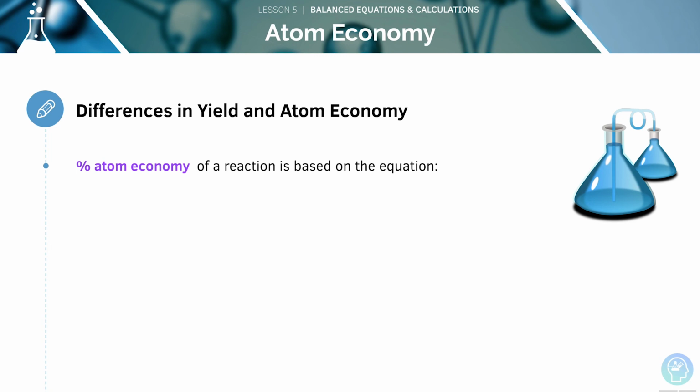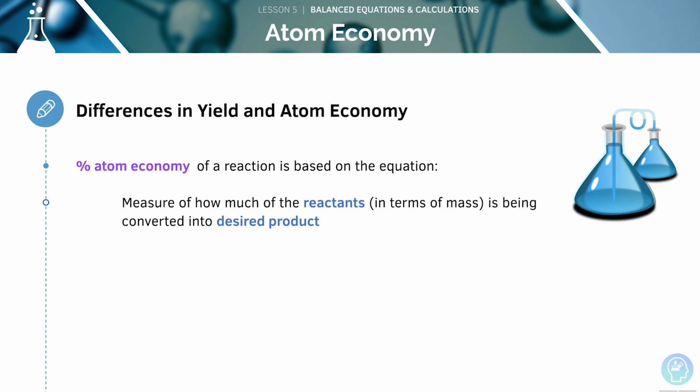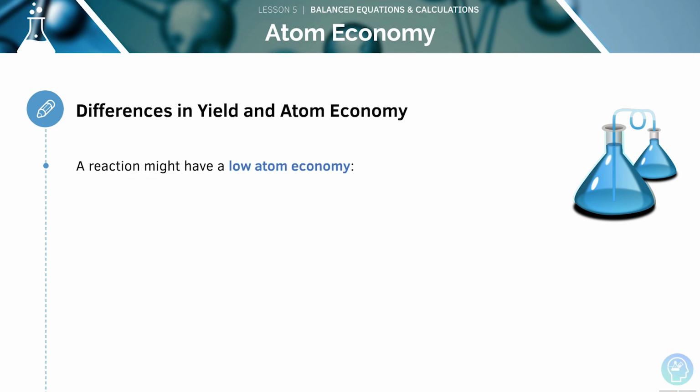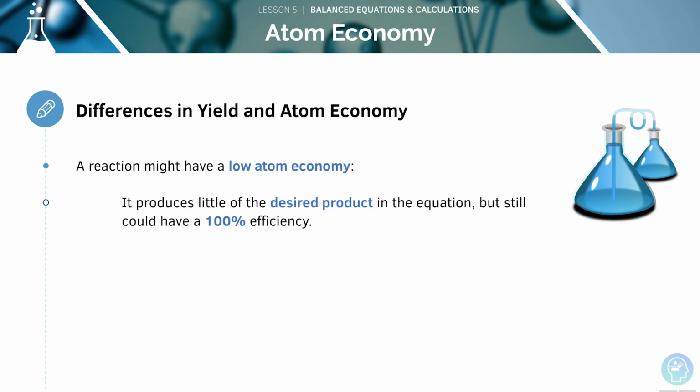The percentage atom economy of a reaction is based on the equation we saw earlier in this video. It is a measure of how much of the reactants is being converted into the desired product. The percentage atom economy does take into account the side products. Even if you make 100% of your desired product, the atom economy could be low if there are many other products.